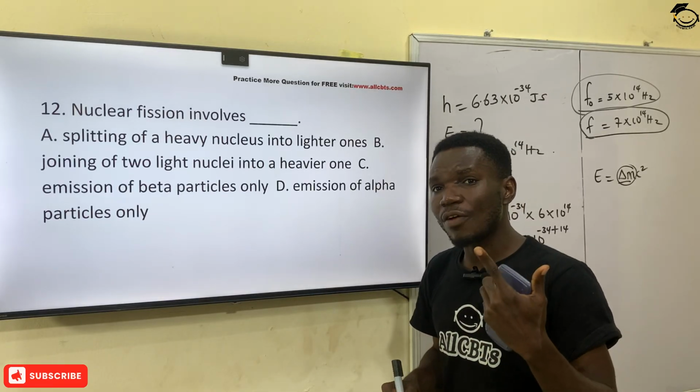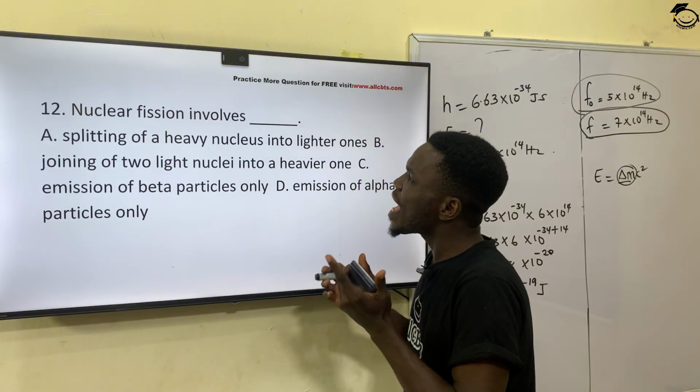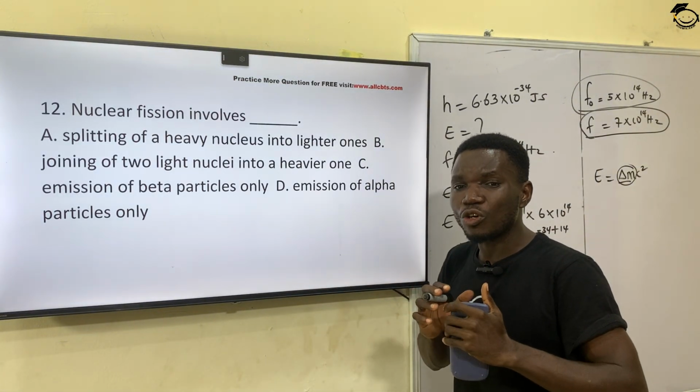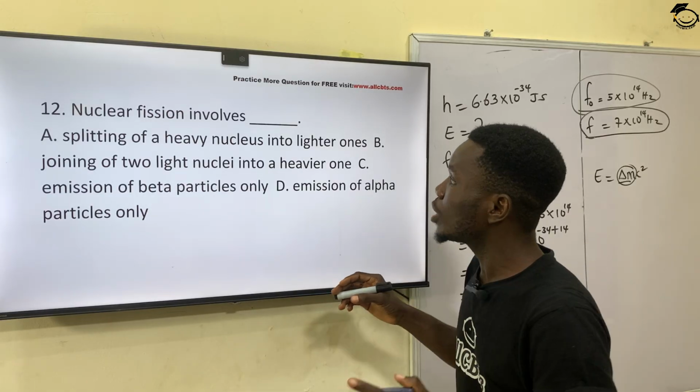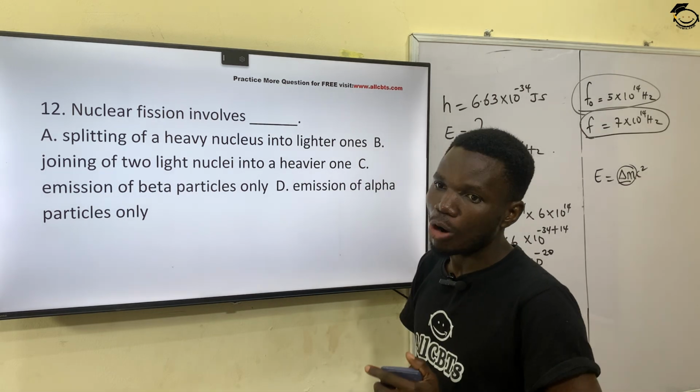Now, nuclear fission is the splitting of a heavy nucleus into lighter ones. So when a heavy nucleus splits into lighter ones, we call it nuclear fission. So the correct answer to this question is option A.